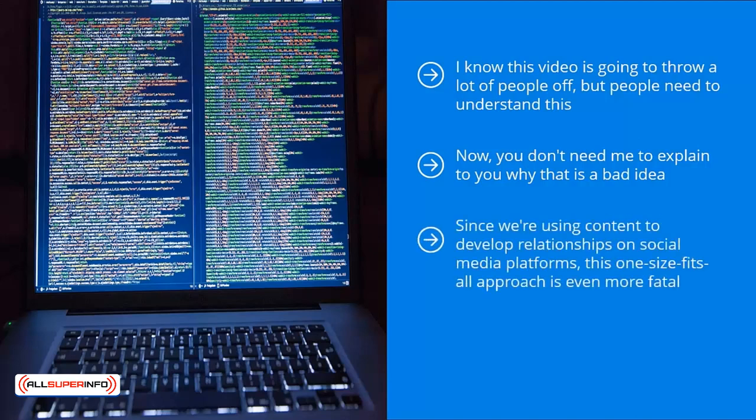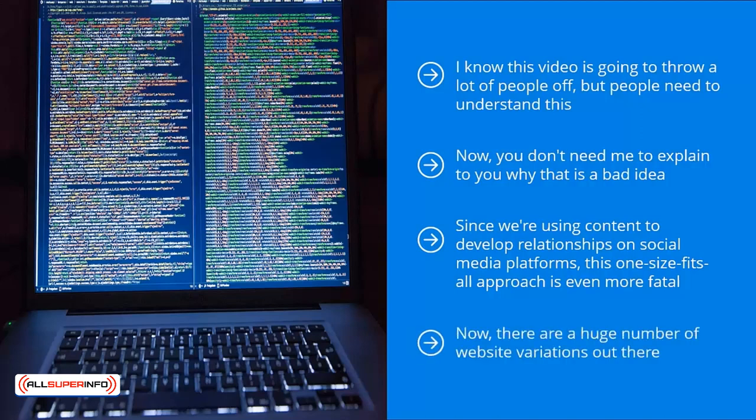Since we're using content to develop relationships on social media platforms, this one-size-fits-all approach is even more fatal. I mean, it's a bad enough idea as it is, but if you were to use a content-based campaign, it gets even worse. The reality is that different business types require different content and publishing strategies. You have to customize, modify, and tweak your particular content and publishing strategies on social media to fit the type of website you are trying to promote.